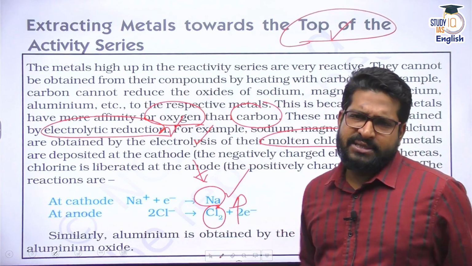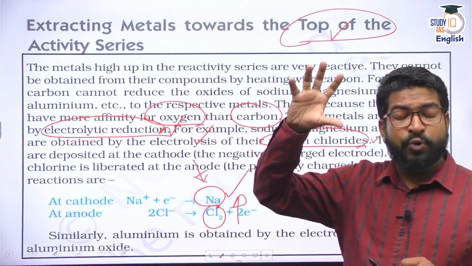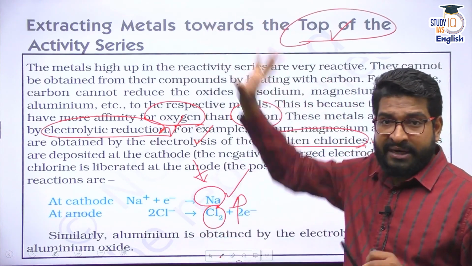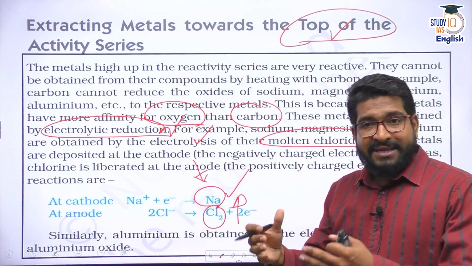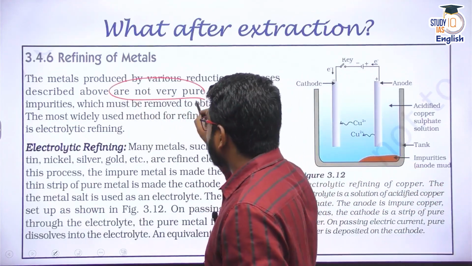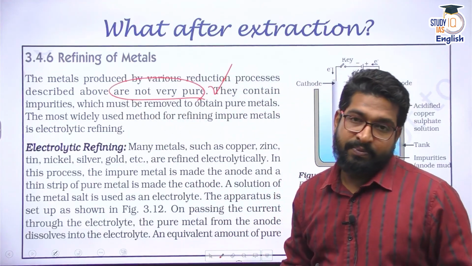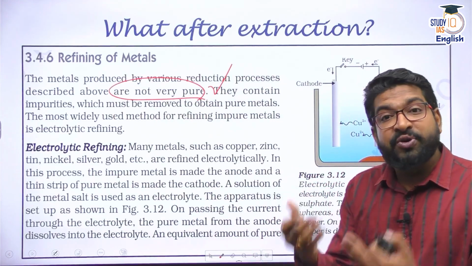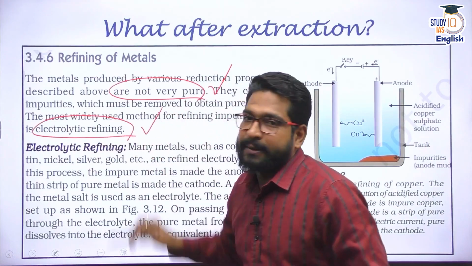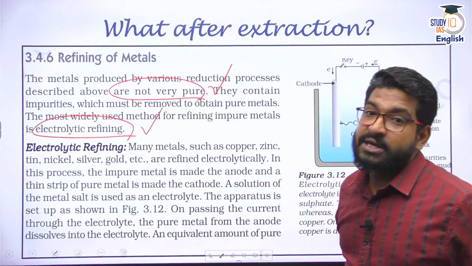But in any of the cases, whether for metals of low reactivity, middle reactivity, or top reactivity, when I extract them, they are found mostly in impure form, whatever extraction method I use. So how do I purify these metals? I use another process called electrolytic refining. So how do I perform this electrolytic refining?